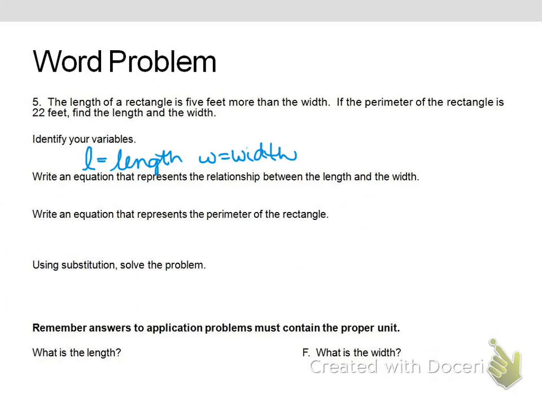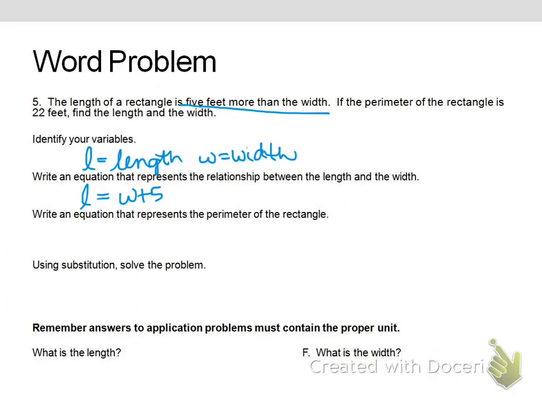Okay, what equation represents the relationship between the length and the width? It says length equals 5 more than width. Technically, it should be W plus 5. Now, if I say 5 plus W, does that mean the same thing? Yes. However, if I had said 5 less than, would the order matter? Yes, it would. So more than and less than are turnaround words. You should always turn it around. It doesn't matter when it's addition, but it does matter when it's subtraction. So try to get in that habit.